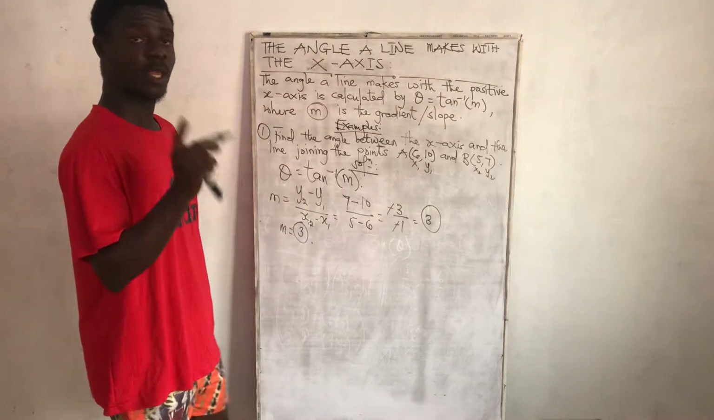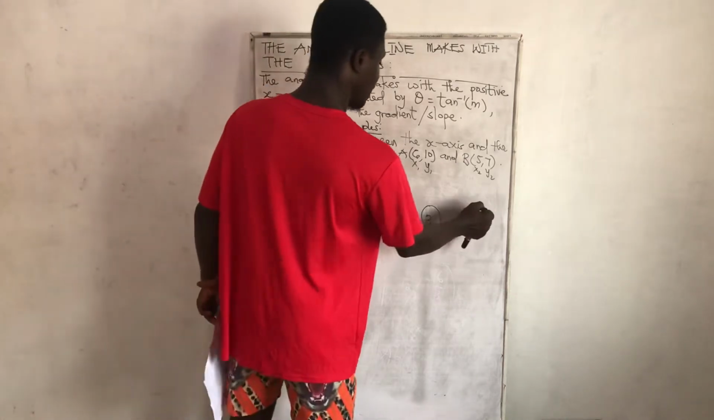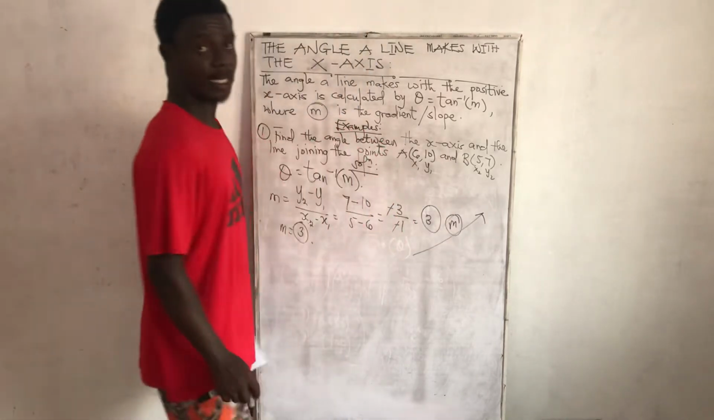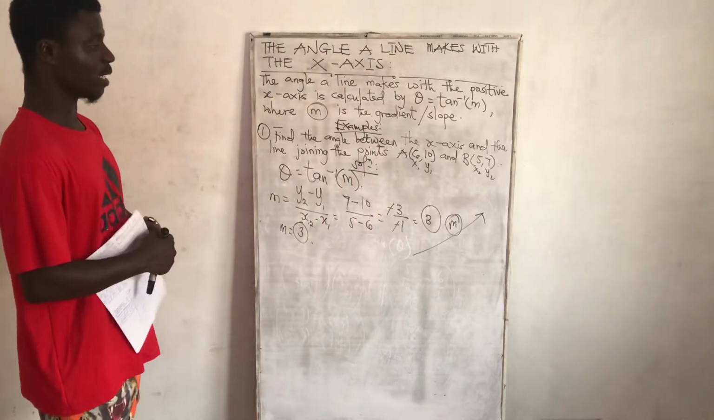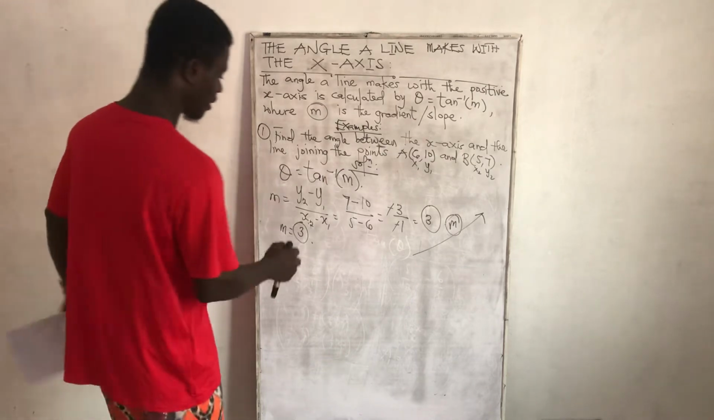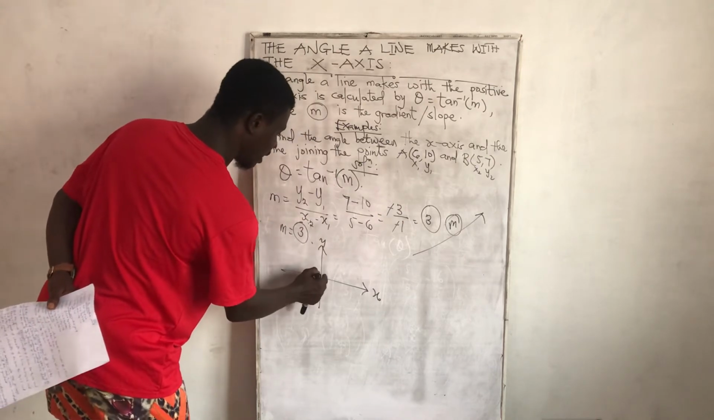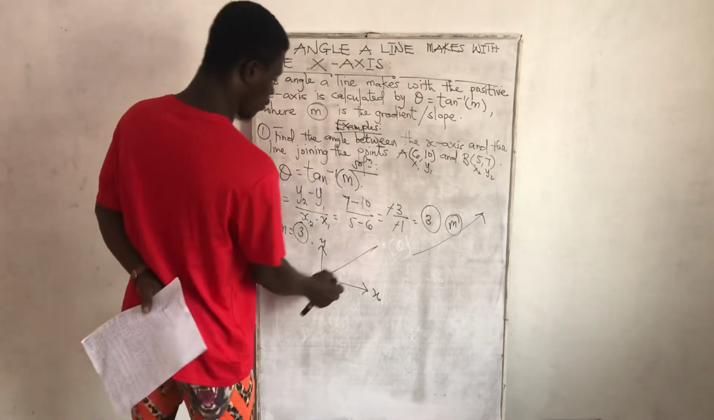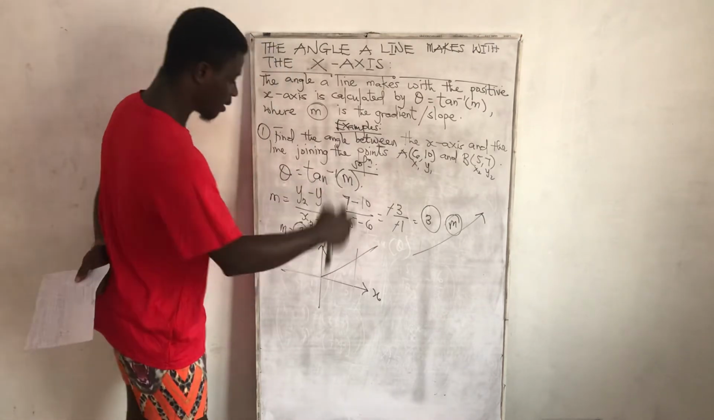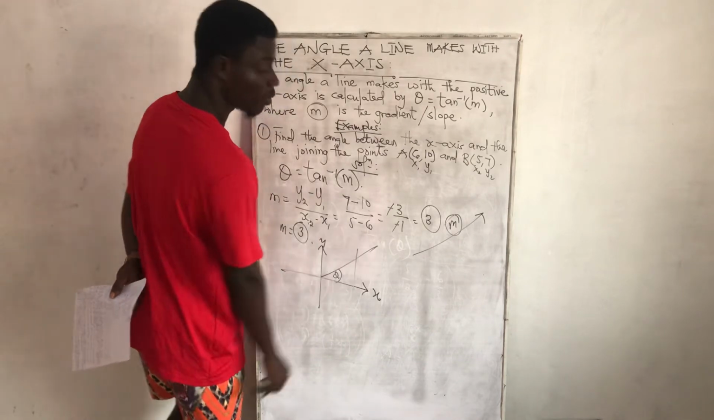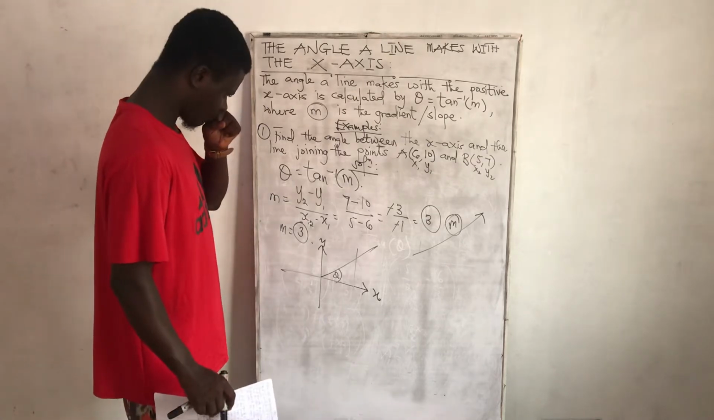Therefore our gradient is positive 3. If the gradient is positive 3, it means we are getting an increasing function, which is an upward slope. So that's the line. Then we have our x and our y, and that's the line. So how can we find our theta angle? We can say opposite over adjacent.